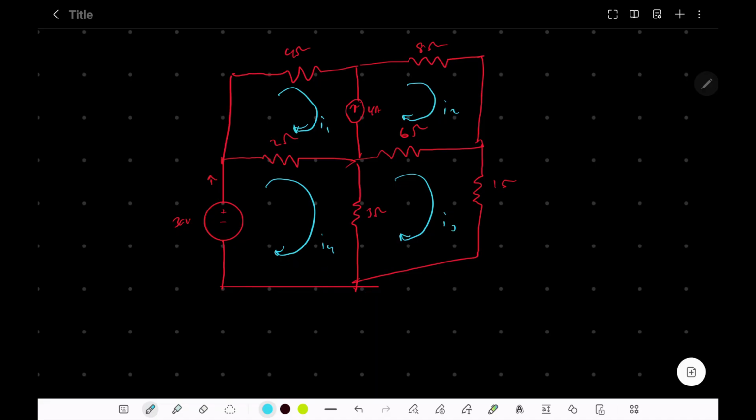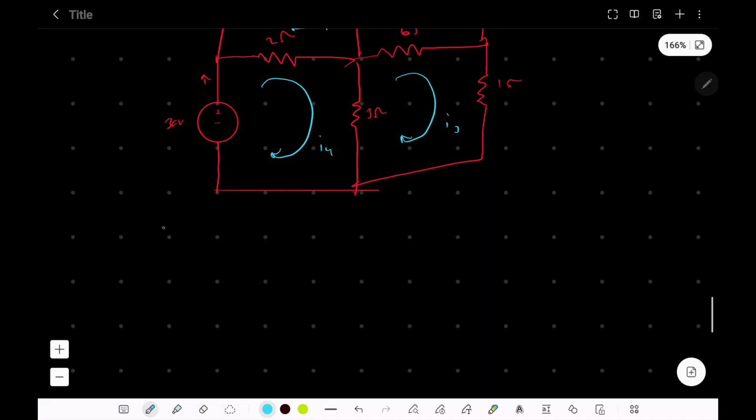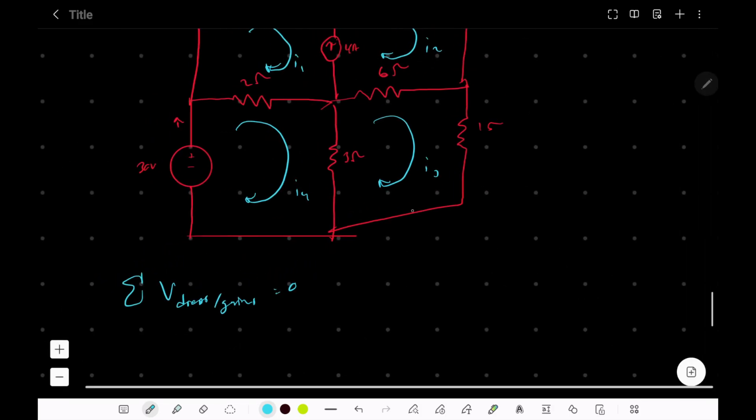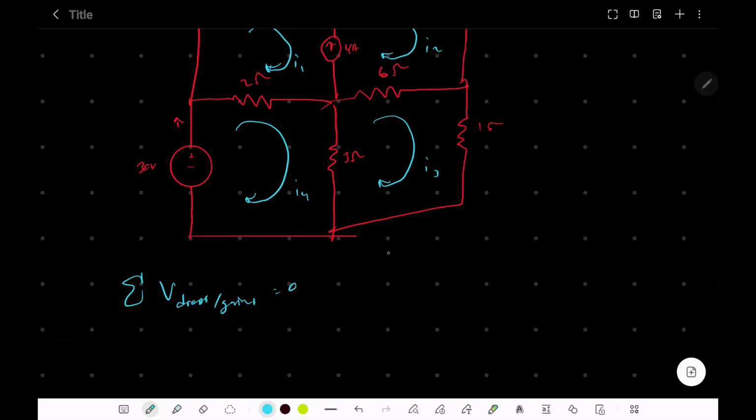So remember, the entire idea behind doing KVL is that the sum of all the voltage drops and gains will be equal to 0, because when you get to the same point, obviously the voltage has to be the same. If the sum of the drops and the gains weren't zero, then the math just wouldn't work, right? So let's do it for this one. Oh no, let's do it for I4 first.